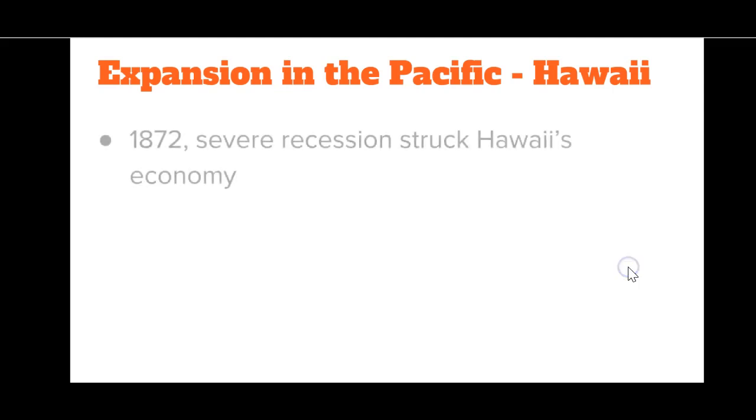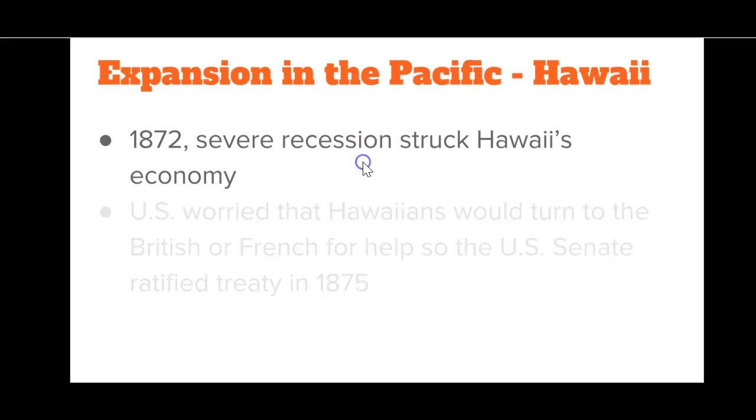Okay. In 1872, there was a severe recession that struck Hawaii's economy. Anything that's severe obviously isn't good, so this is going to be worse than just a little bit bad, I suppose. A recession means that the economy isn't making money. And generally, when a country or an area isn't making money, that isn't a good thing. People start to lose their jobs. They can't put food on their family's table, and then people become unhappy. So recessions are not good.